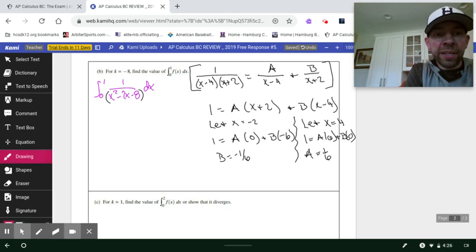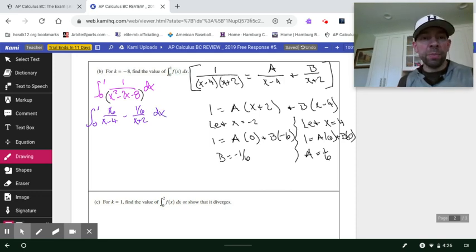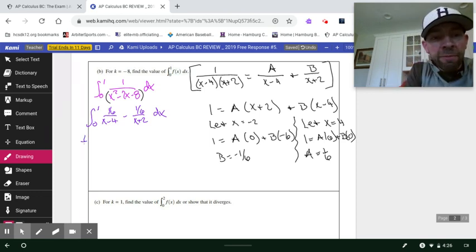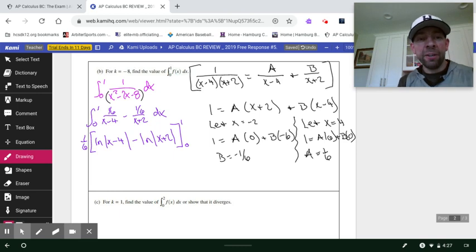Let's go ahead and switch colors one more time. So now the integral from 0 to 1 is really 1/6 over x minus 4 minus 1/6 over x plus 2. The one thing I like to do if the opportunity presents itself is factor that 1/6 out front. Once I factor out the 1/6, I'll integrate, and my antiderivatives are going to be the natural log of the absolute value of x minus 4 minus the natural log of the absolute value of x plus 2. Wrap that bar up, bounds 0 to 1. I did the integrating really quick right there.